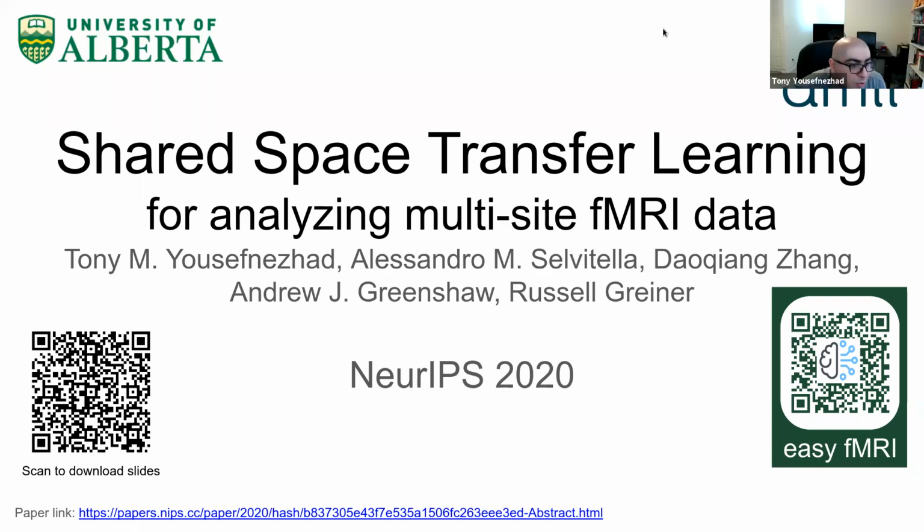Hello, everyone. I'm Tony. I'm a postdoc working originally with Professor Ross Greiner and Professor Andrew Greenshaw, respectively, from the Computer Science Department and the Psychiatry Department. So today, this is actually my second AI seminar. By contrast with the previous one, today I'm talking about only one paper, which was published in NeurIPS 2020. The title is Shared Space Transfer Learning, and I'm going to talk about different concepts related to our paper.